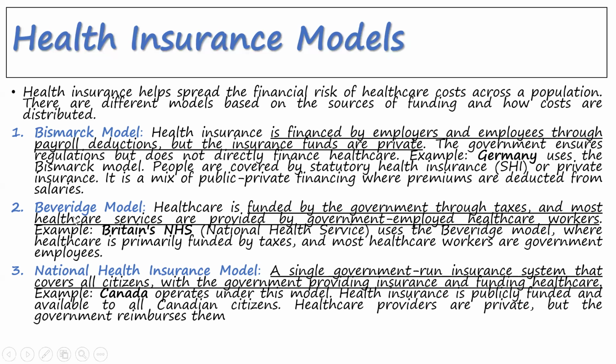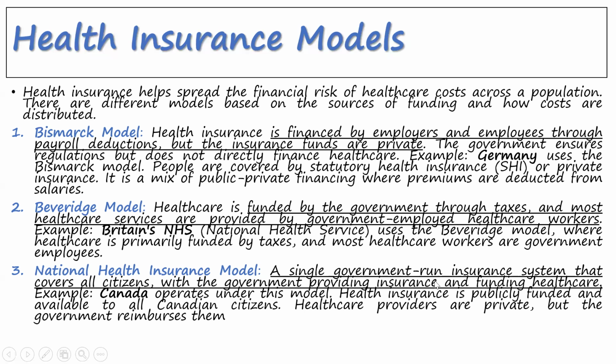Number two, we have the Beveridge model. In this one, healthcare is funded by the government through taxes. The government funds, and most healthcare facilities are provided by government-employed healthcare workers. So the Beveridge model is funded 100% by the government through taxes. The first one, Bismarck, is private, but Beveridge is public.